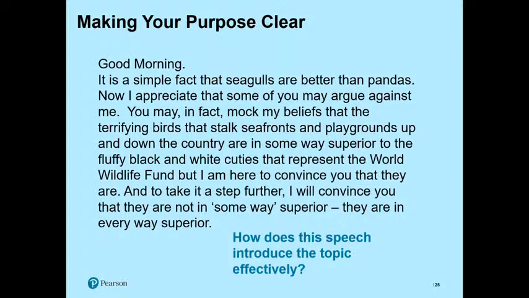So, good morning. It is a simple fact that seagulls are better than pandas. Now, I appreciate that some of you may argue against me. You may, in fact, mock my beliefs that the terrifying birds that stalk seafronts and playgrounds up and down the country are in some ways superior to the fluffy black and white cuties that represent the World Wildlife Fund. But I'm here to convince you that they are. And to take it a step further, I will convince you that they are not in some way superior, they are in every way superior.